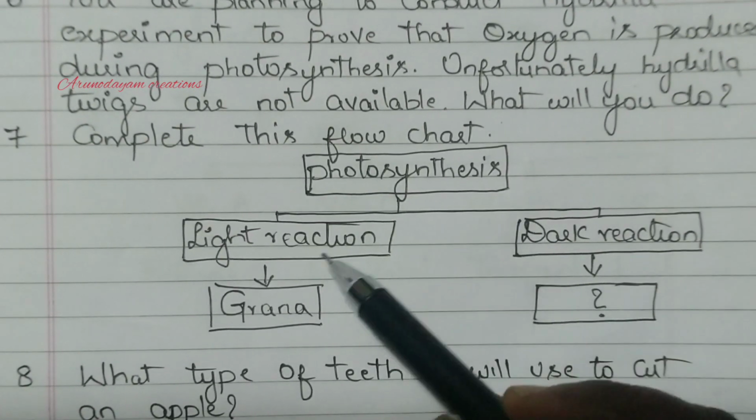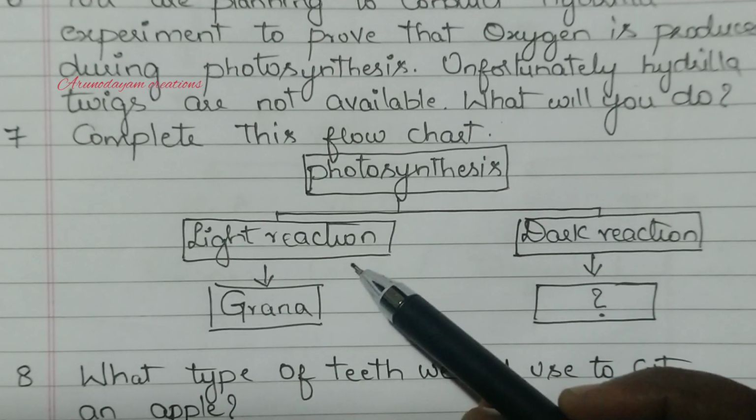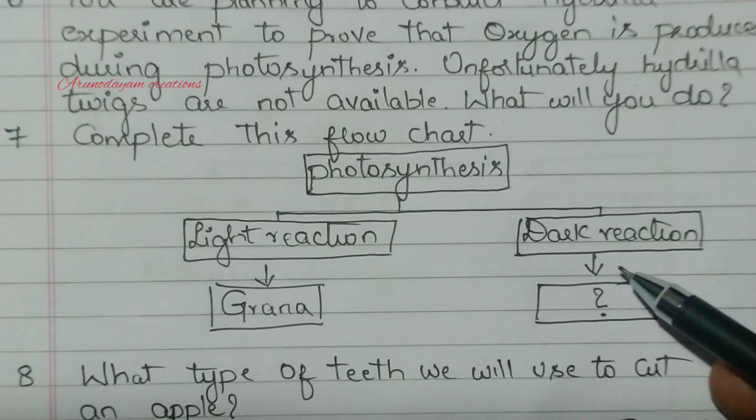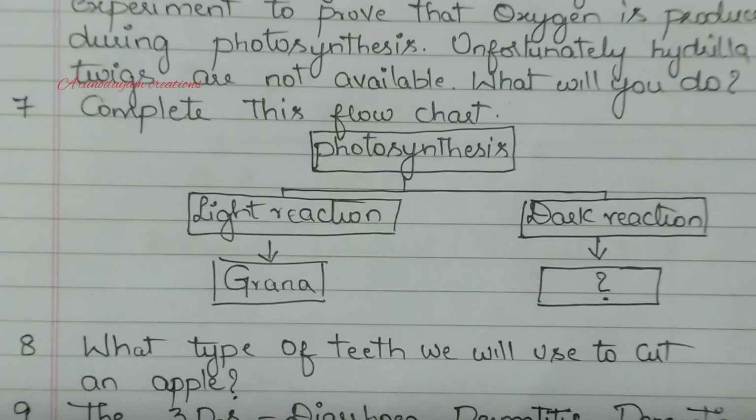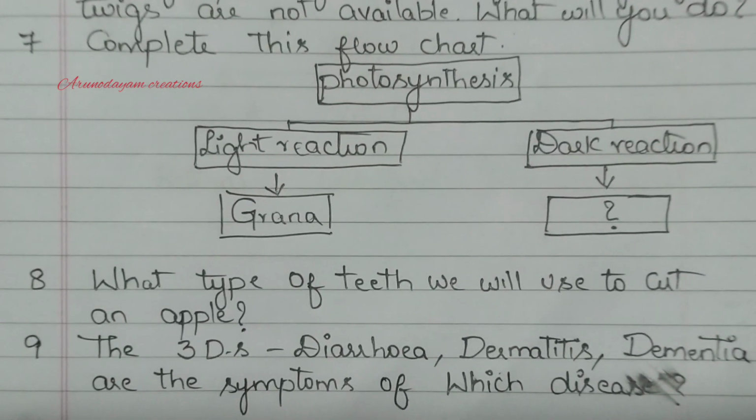Next, complete this flow chart. Photosynthesis has 2 reactions, light reaction and dark reaction. Light reaction takes place in grana, while dark reaction takes place in the stroma of the chloroplast. Stroma.